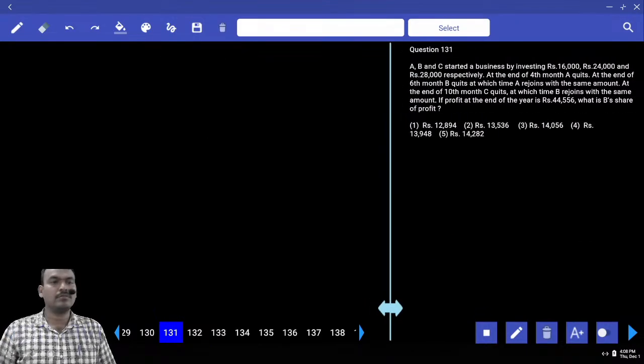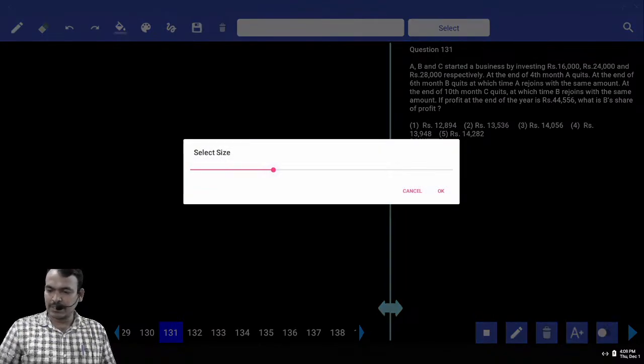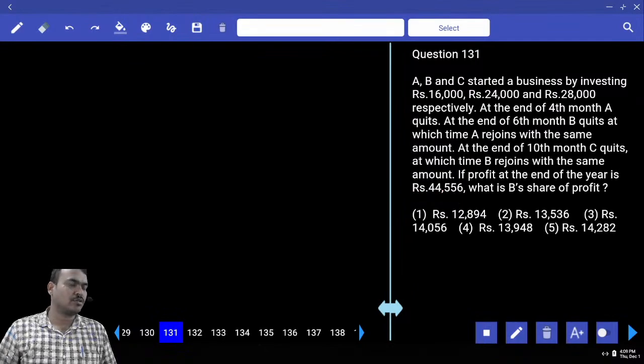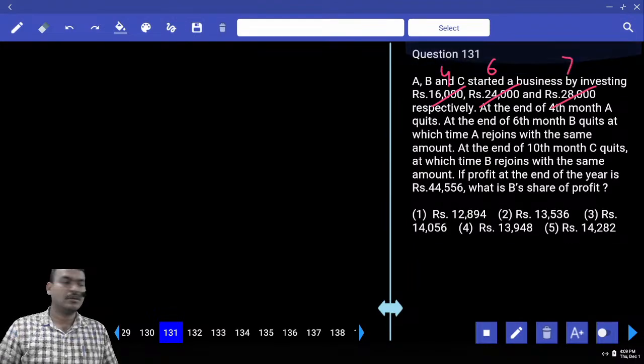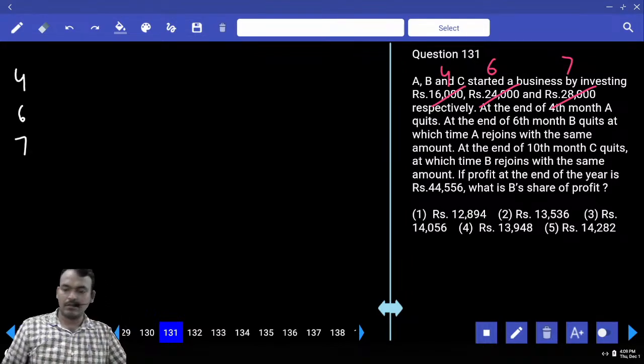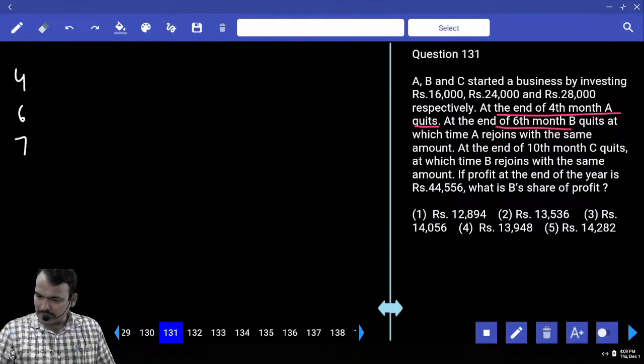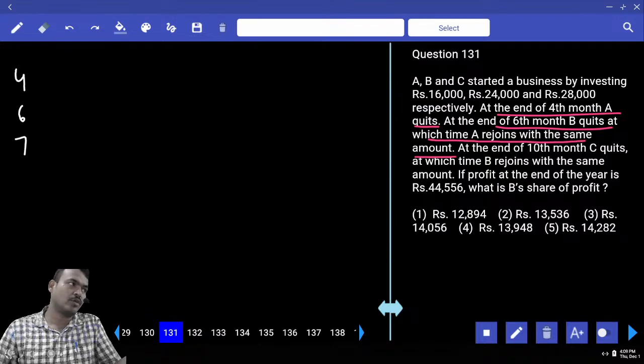Next, 131. Partnership related question. A, B, C started a business by investing how much? 16,000, 24,000, 28,000. Means 4 how many times? 4 times. 4 how many times? 6. 4 how many times? 7. What is the investment ratio? 4:6:7. And at the end of the 4th month, A quits or not? But at the end of the 6th month, B quits, at which time A rejoins with the same amount or different amount? Same amount.